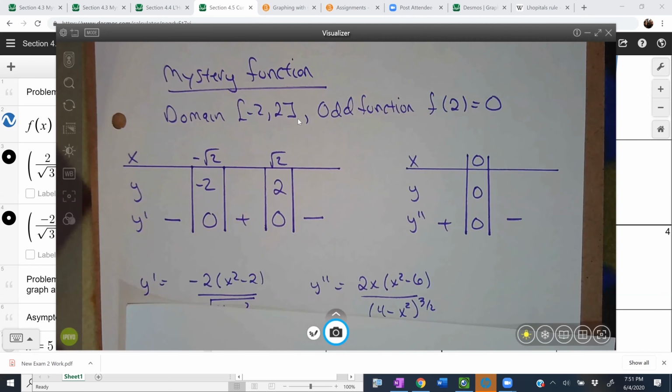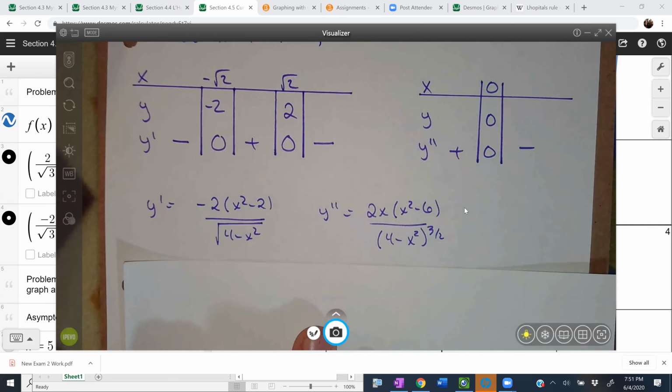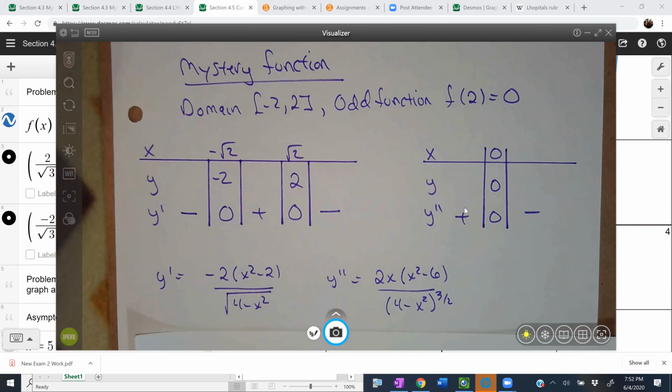I told you the domain of the function. I told you that it's an odd function, and then f of 2 equals 0. I gave you some information about the derivative and the second derivative. And actually, here, let me squeeze it out. There you go. So hopefully together you can talk through a lot of the details about what this graph should look like. You might miss out a little bit on the fun of the big reveal, but do your best.